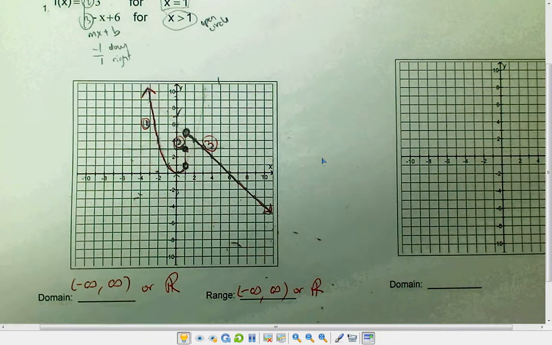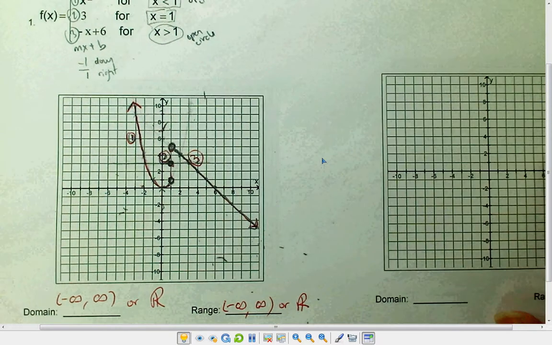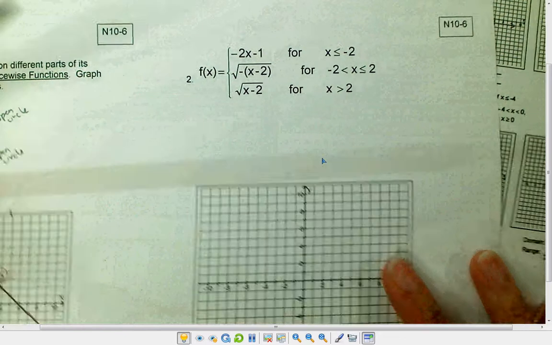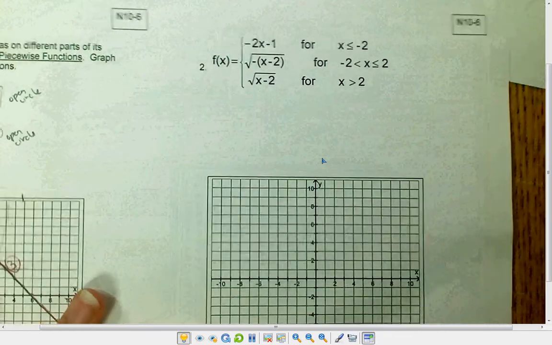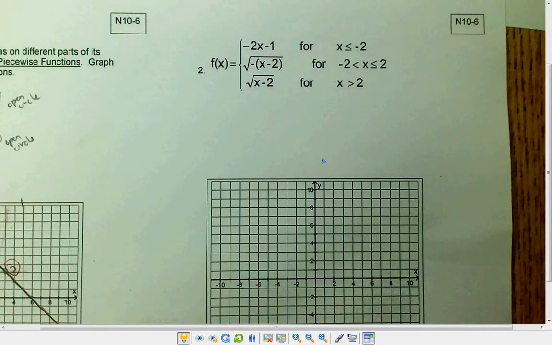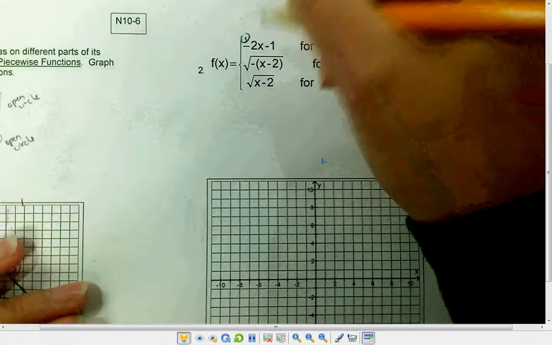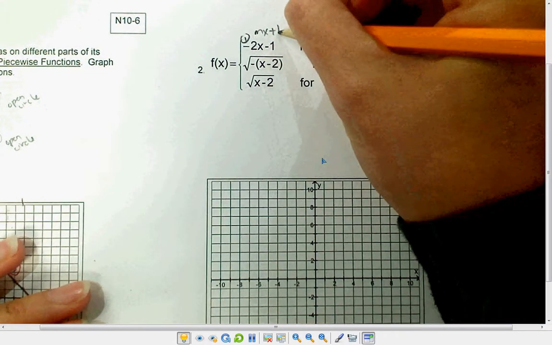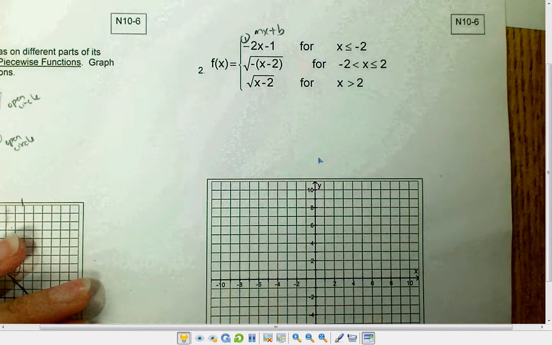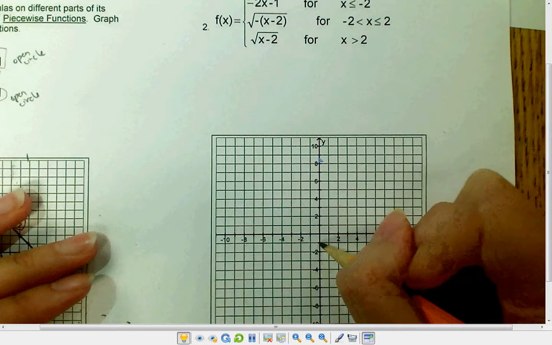Now let's take a look at one slightly more complicated. Let's look at number 2. So for number 2, let's start off with number 1 here. So this is a line. We know this is going to be linear, mx plus b. We know our b value is -1. So -1 is the starting point for my graph.